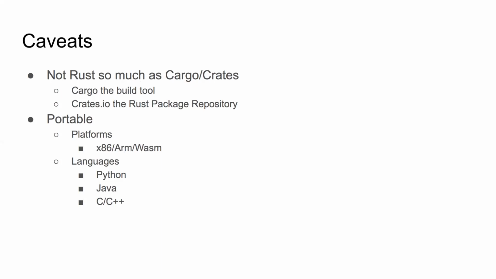Since Rust is based on LLVM, you get all of the LLVM backend. So you get support for x86, ARM, and WASM. And then I'm going to show how to call it from Python and Java, but of course you can also call it from C or C++.